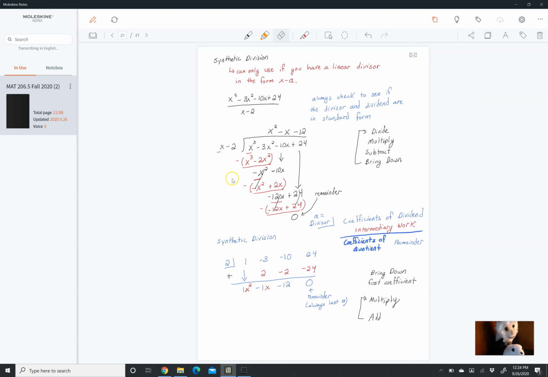So now we can write out our answer. So we said the way that we write our answer is we take the dividend, x cubed minus 3x squared minus 10x plus 24. That's equal to x minus 2, that was our divisor, times our quotient. So these are the coefficients of our quotient. So then we put in the x, and we have x squared minus x minus 12. And our remainder was 0, so we don't have to write a plus 0. Okay. So this is synthetic division.